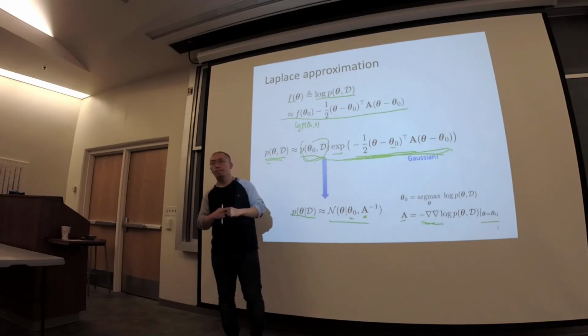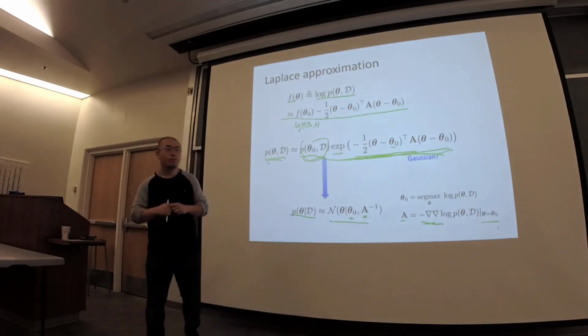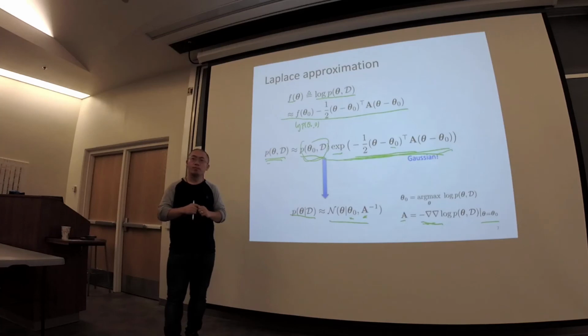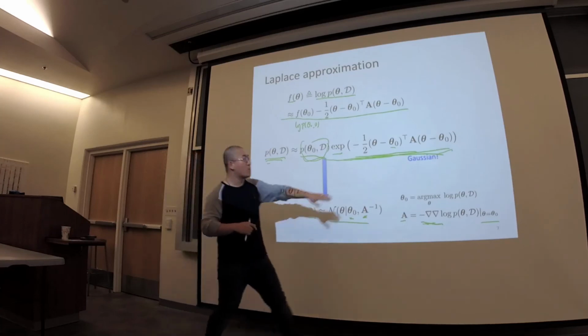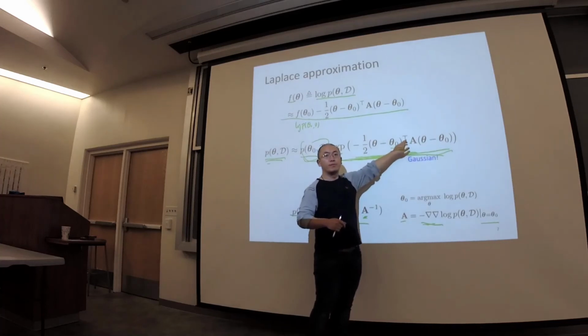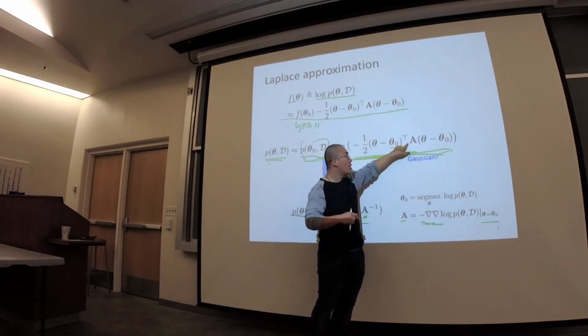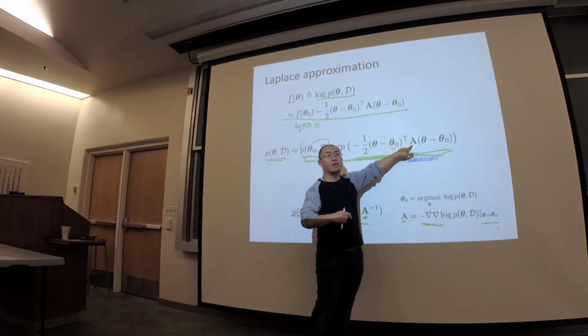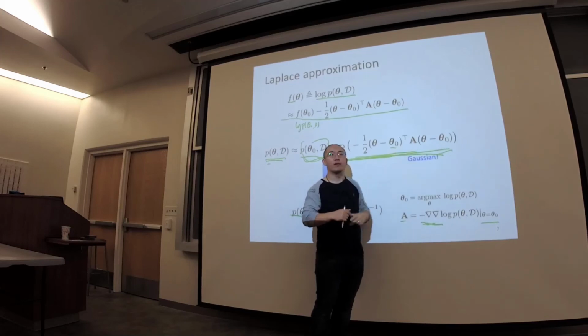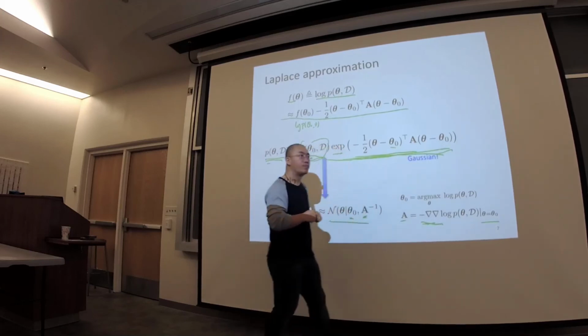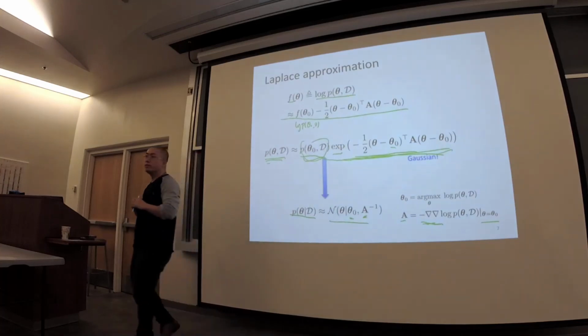If A is positive semi-definite, why are we using A inverse? Because it comes from here. If you have a covariance, you have to do the covariance inverse here. So if you want to get the covariance, you have to take the inverse of A. Any question?